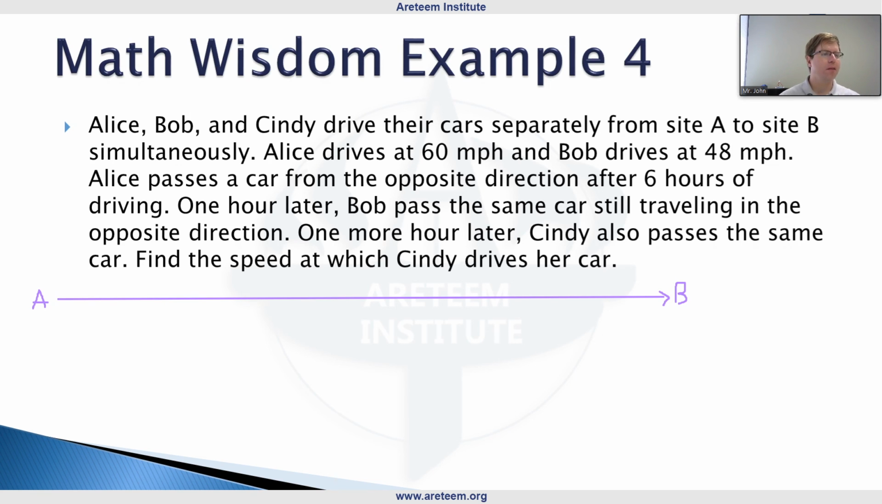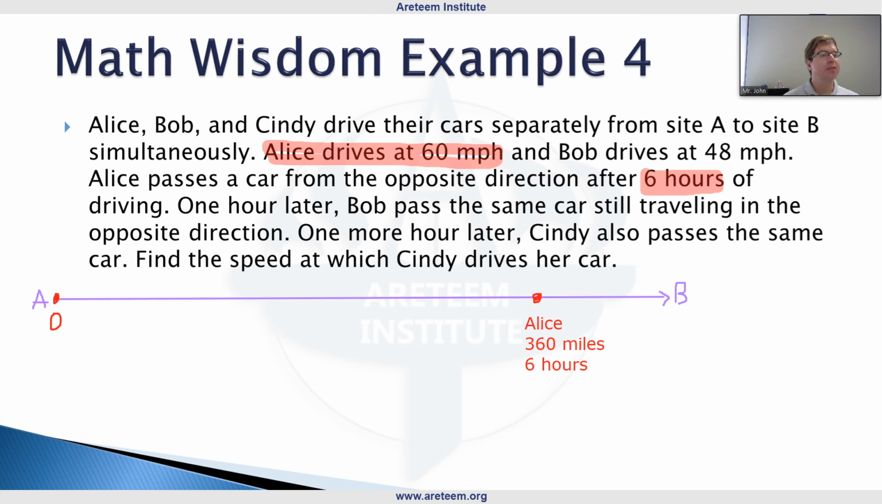So all of them are driving along the way. Let's take this one piece at a time. Alice drives at 60 miles per hour, and after 6 hours of driving, we have our meeting. Does everybody believe if we label A as 0 on the number line, Alice is at 360 miles when she meets and passes the person coming the other direction? This is how we want to start breaking down the information. So Alice: 360 miles in 6 hours.